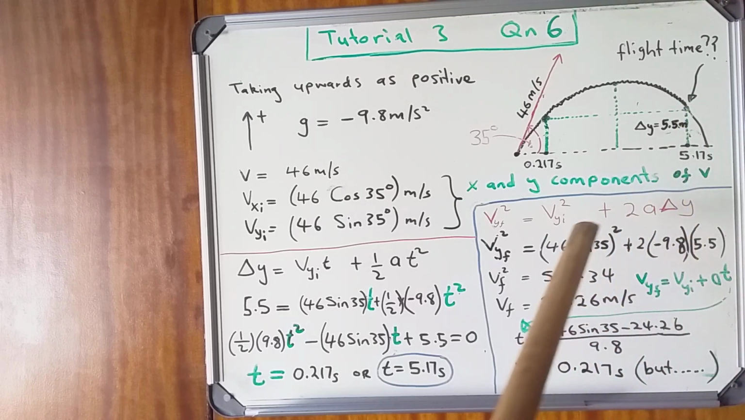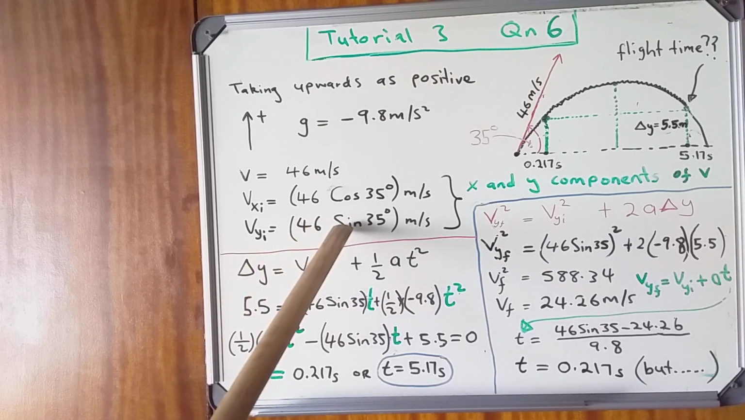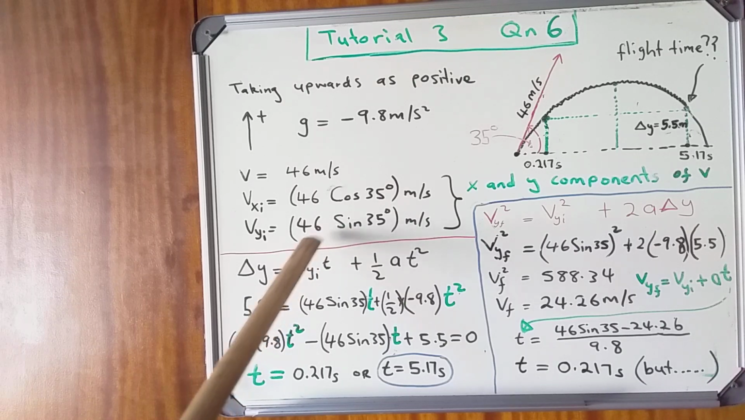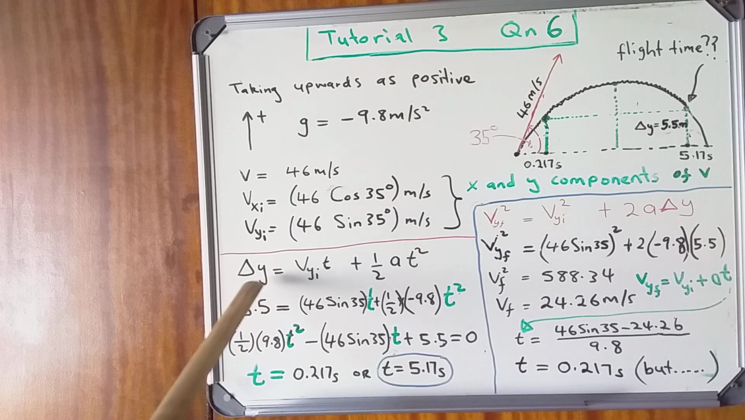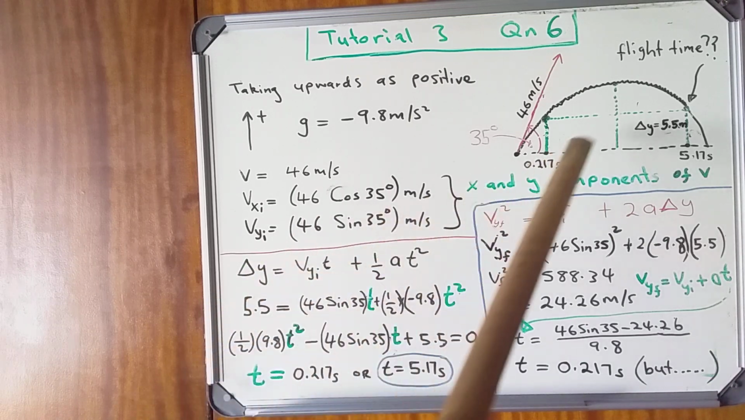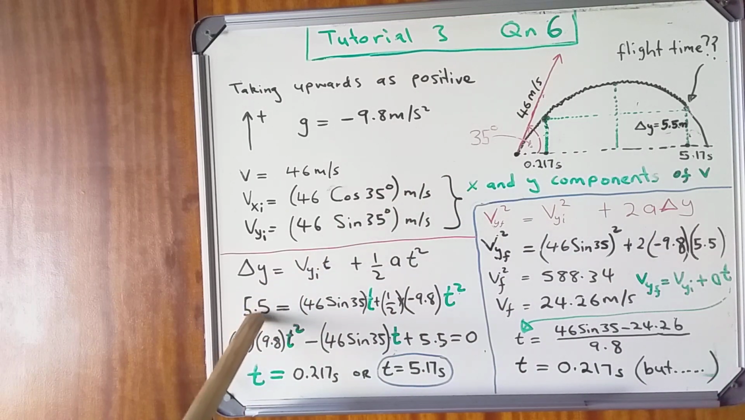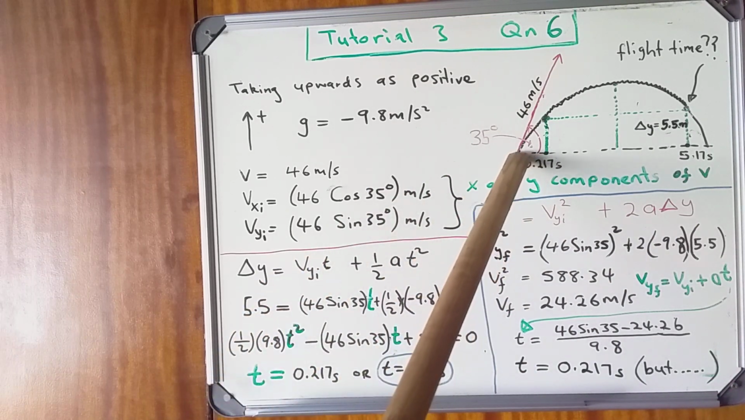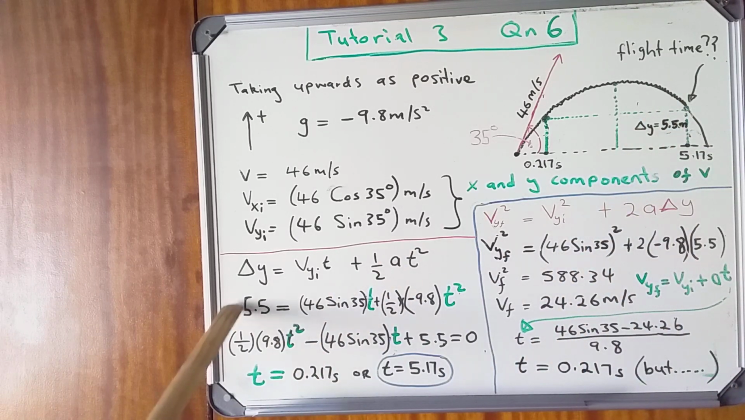So we come again, we use this formula, change in y. We are not in the x. So for the change in the y, remember, we must use the y component. If you talk of the change in the x, you must always use the x component. So the change in the y here is that one, 5.5. Then you plug it there. It's positive because it's above this point. If it was below, then you put a negative.